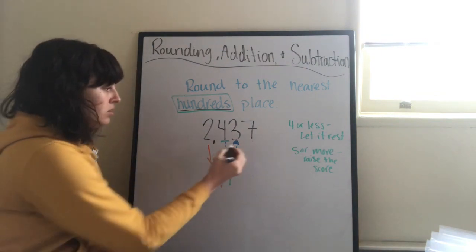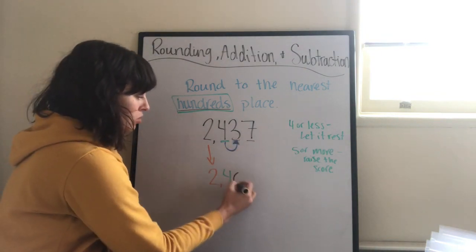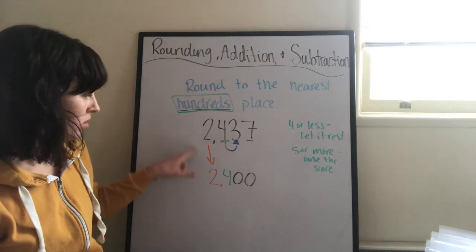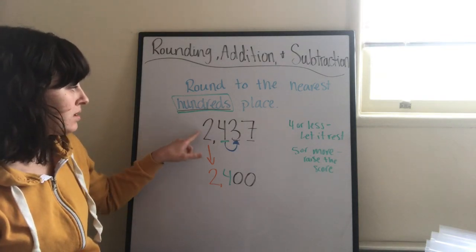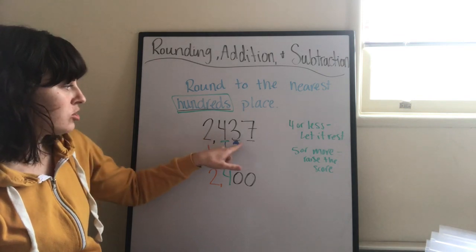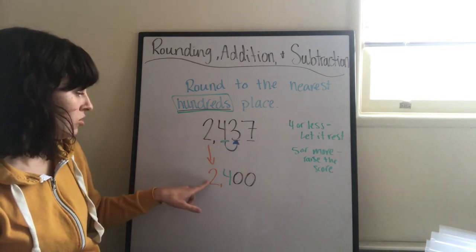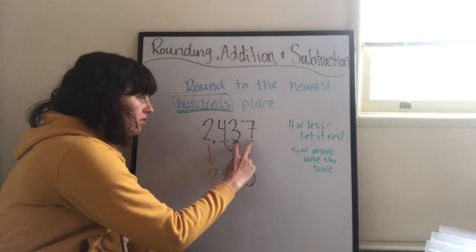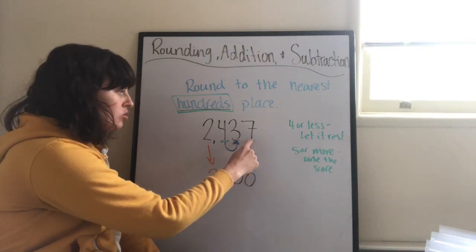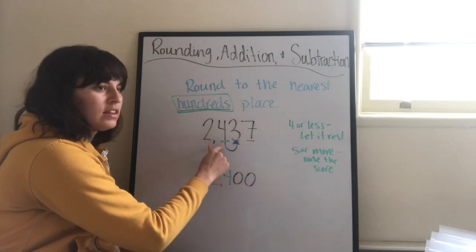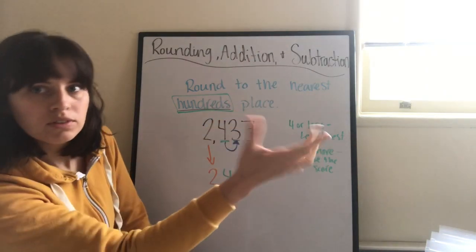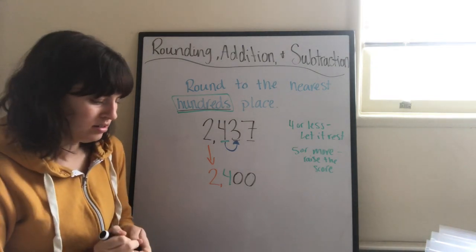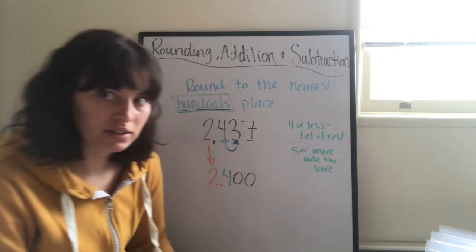So we have 2 numbers, so we're going to do 2 zeros. So that's how we round that number to the nearest hundreds place. 2,437 gets rounded to 2,400. That makes sense because 37 is closer to 400 than it is getting me to 500. So that's what we're rounding. We rounded down. So hopefully that is jogging your memory for rounding.